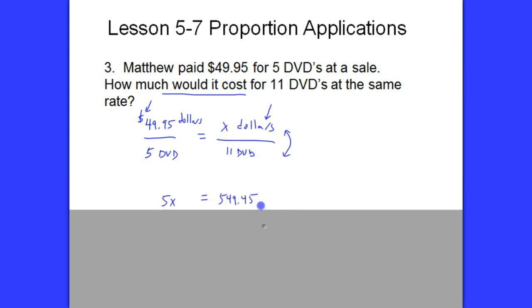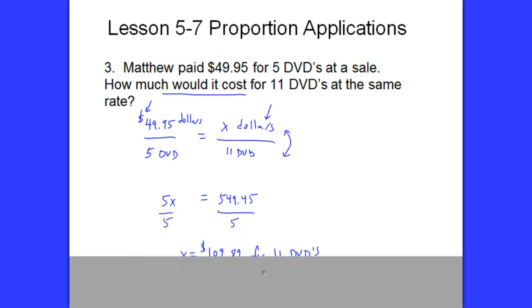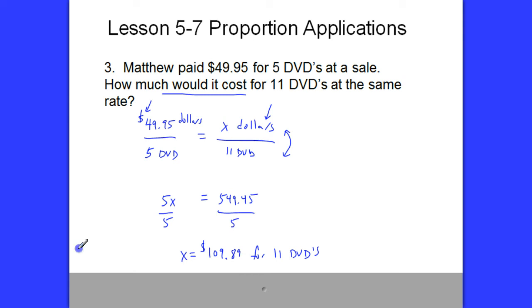If you cross multiplied, you get this. 5x is equal to $549.45. Then you divide by 5, and the final answer was $109.89. Yeah, it's 89. I could read my own handwriting. 89 cents for 11 DVDs. And hopefully that's what you got. If you didn't, look back through it and see where we disagree and bring your questions to class. And a good job if you got that right.